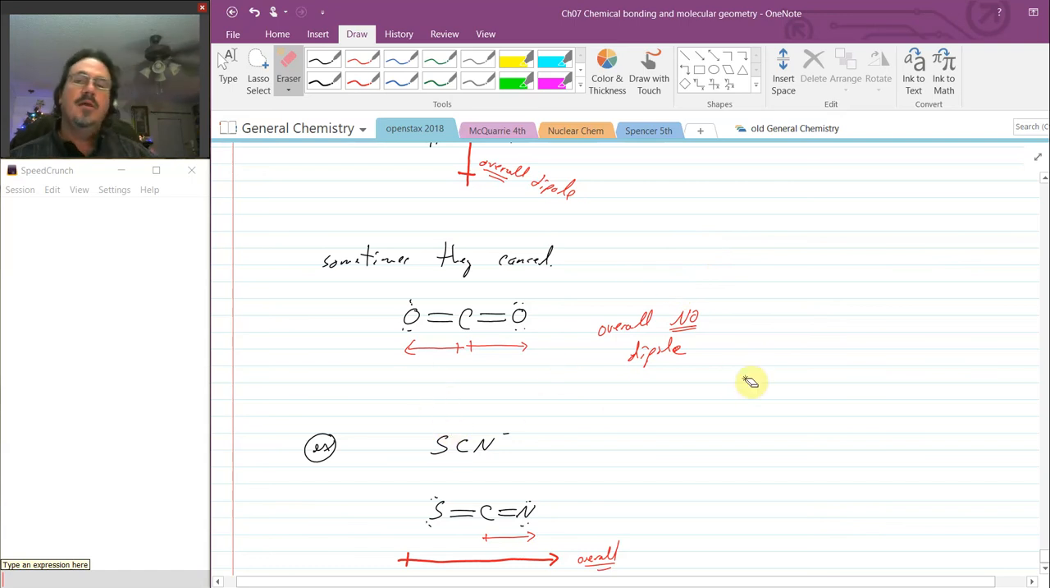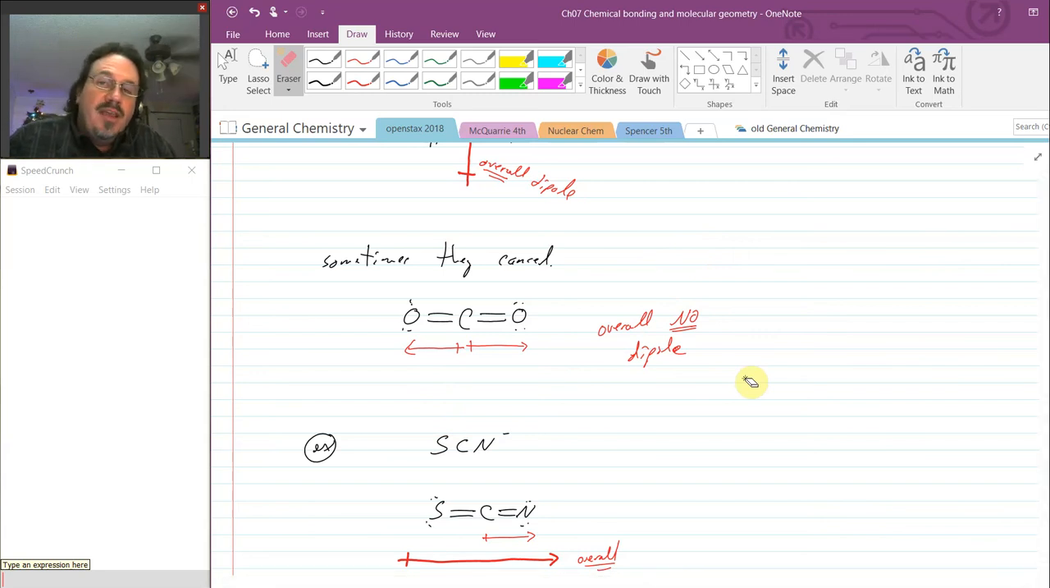All right, well, there you go. That concludes it. Now you know how to do the electron geometries, the molecular geometries, the names, the angles, and whether the molecule will be polar or not.